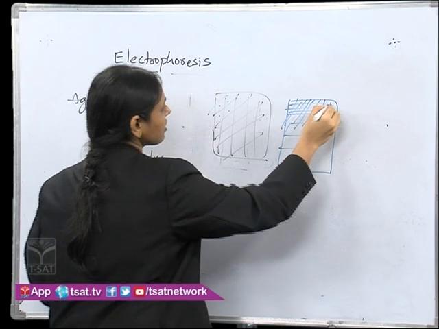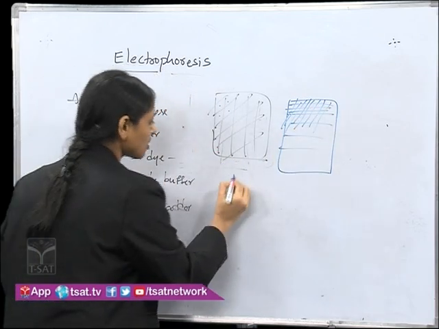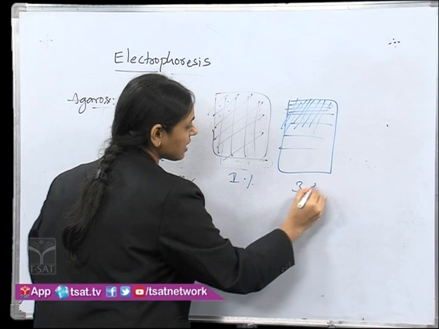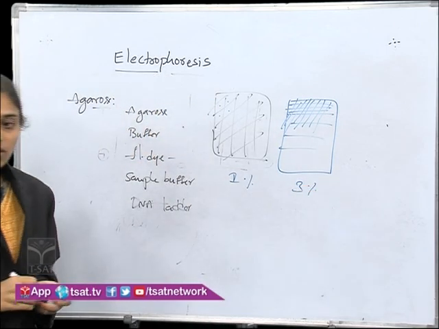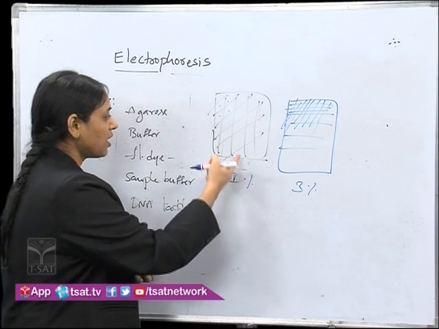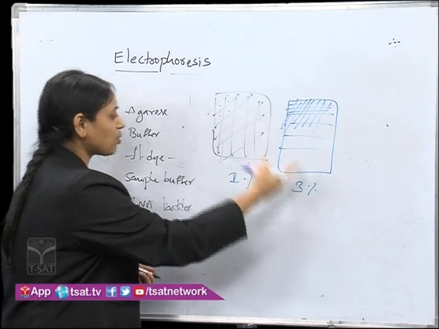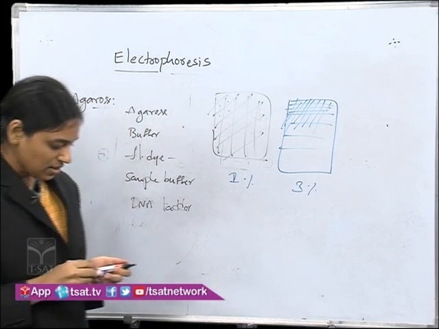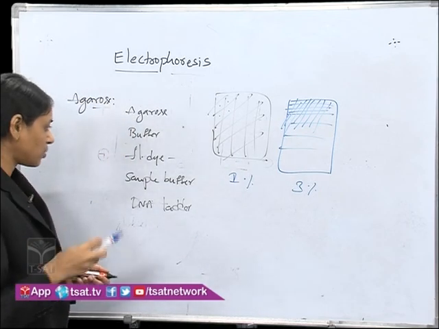Here it is having small pores. Let us say this is 1% agarose and it is 3% agarose. Based on the fragment size of the sample, we have to select the pore size. 1% agarose has bigger pores and 3% agarose has smaller pores.